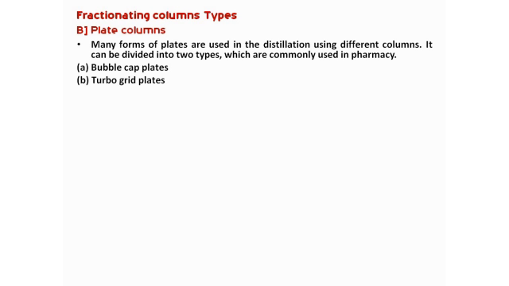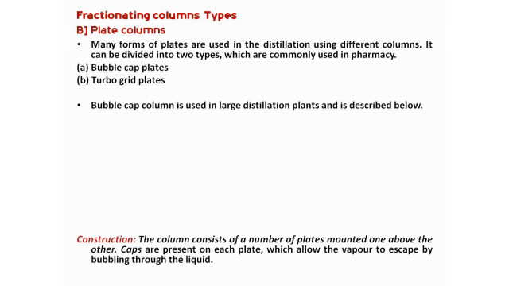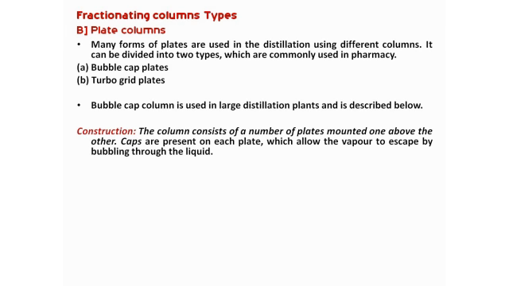So the bubble cap column is used in large distillation plants, and it is described below. You just see the construction. The column consists of a number of plates mounted one above the other, right? The caps are present on each of the plates, which allow the vapor to escape by bubbling through the liquid. I will show you how it works.